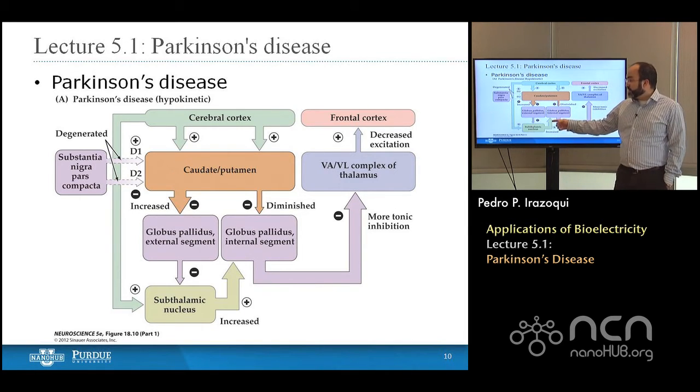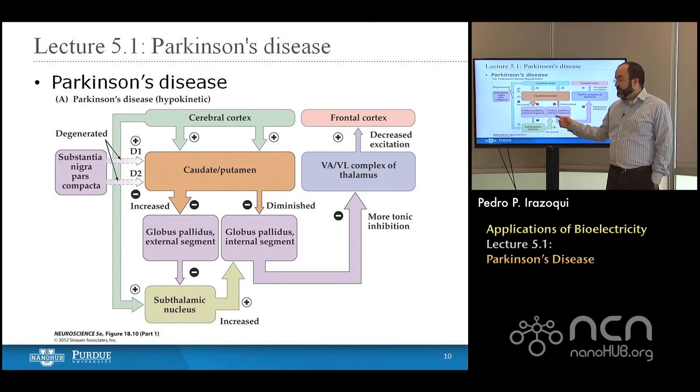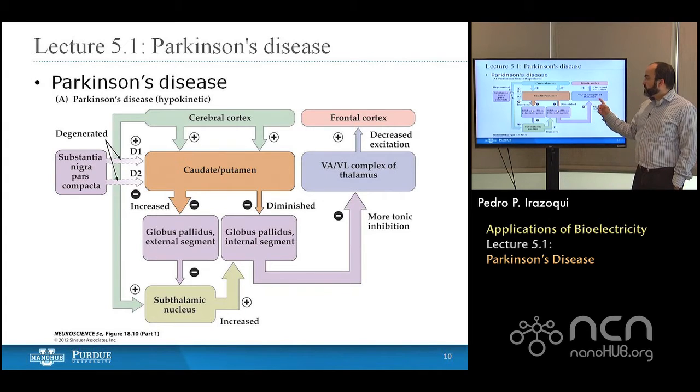It is excitatory, so when it fires more, it's going to excite the globus pallidus internal segment more, making it fire more. And when the globus pallidus internal segment fires more, it inhibits more, so you have more inhibition of the VA-VL complex of the thalamus, making it fire less, which leads to less excitation of the frontal cortex, and it's the same end result as we had from the direct pathway.